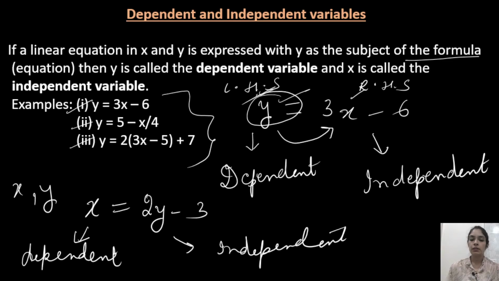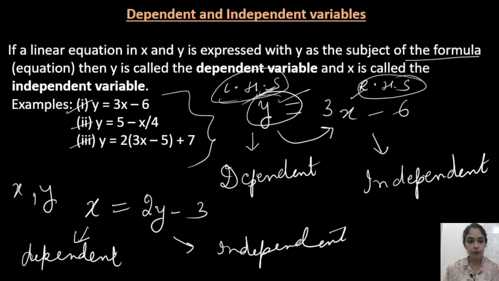So try to remember this: whichever variable is on the left-hand side is the dependent variable, and the other one is the independent variable. Is it clear what the dependent and independent variables are? Because we will be doing this type of question, so you should know. Is the meaning of dependent and independent variables clear?